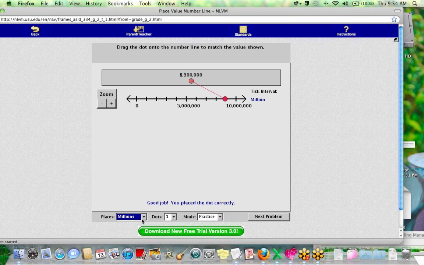All right, we're going to make this harder. Woo, let's go up to the billions. You ready for that? Okay, we have 300 million. So you're going to look at the number line. Here's 0. Here's 5 billion. This is relatively small. Oh, that's a big hint. Okay, who wants to tell me where to place the dot?